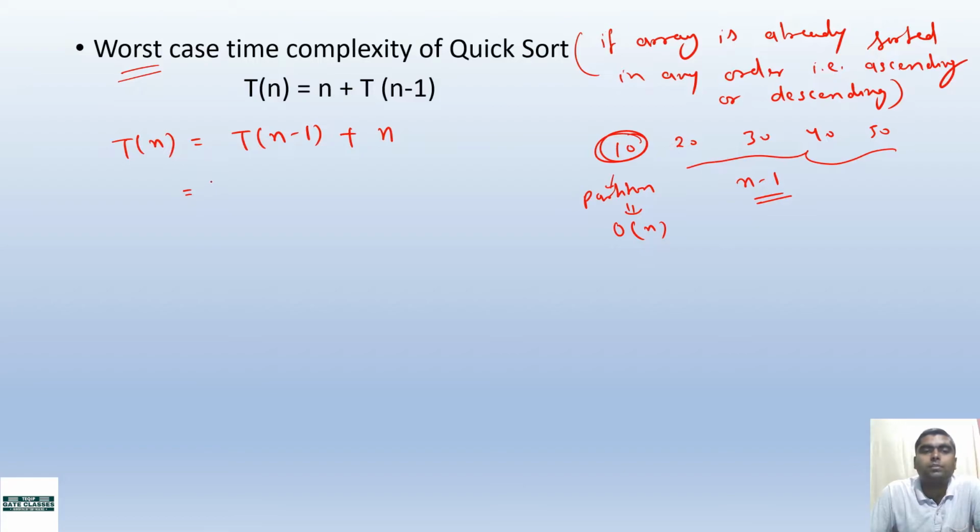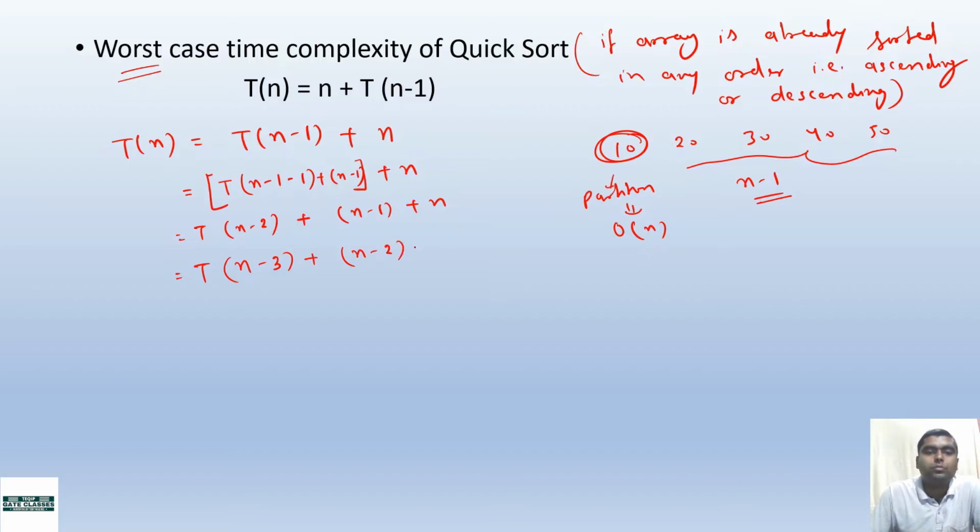So now solve this particular recurrence relation. This can be solved by substitution method. So just put the value here and plus n. If you put n minus 1 in place of n, this will be n minus 1 and plus this. So finally this will be t of n minus 2 plus n minus 1 plus n. Next time if you put it, t of n minus 3 plus n minus 2 plus n minus 1 plus n.